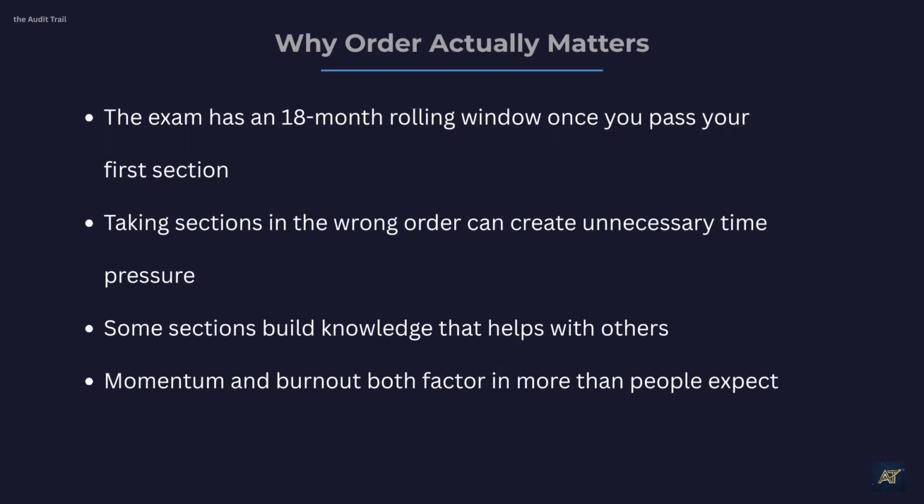Once you pass your first section, the clock starts. You have an 18-month rolling window to pass the remaining 3 sections before your first score expires. That window is generous, but it's not unlimited, and the order you take sections in can either work with that timeline or work against it.